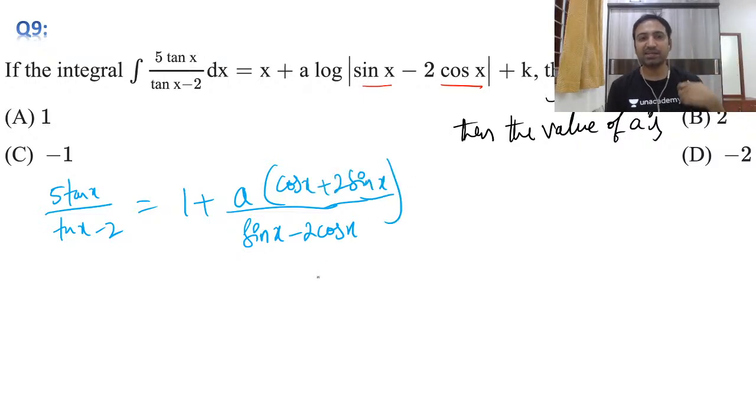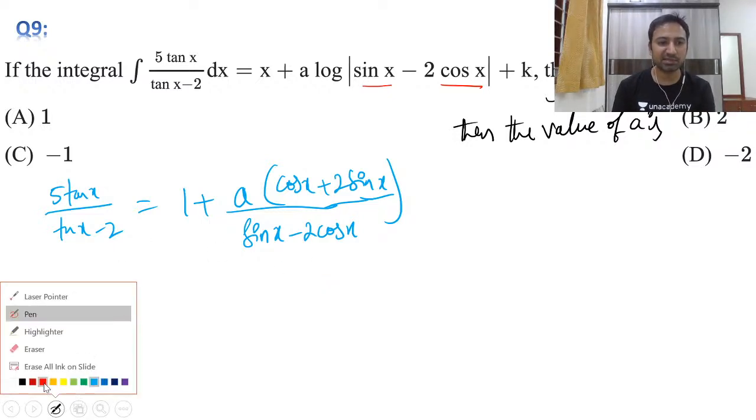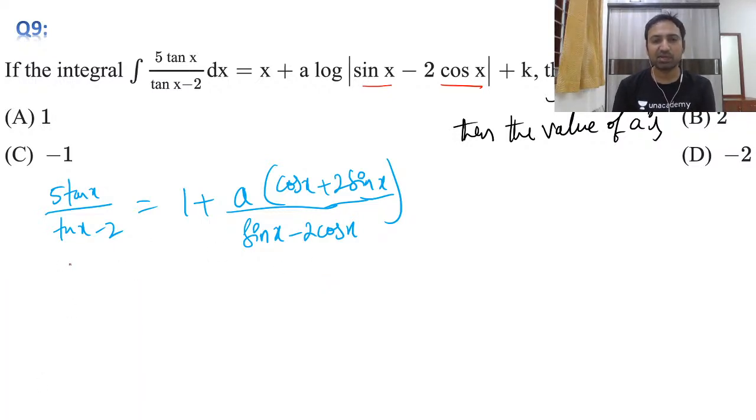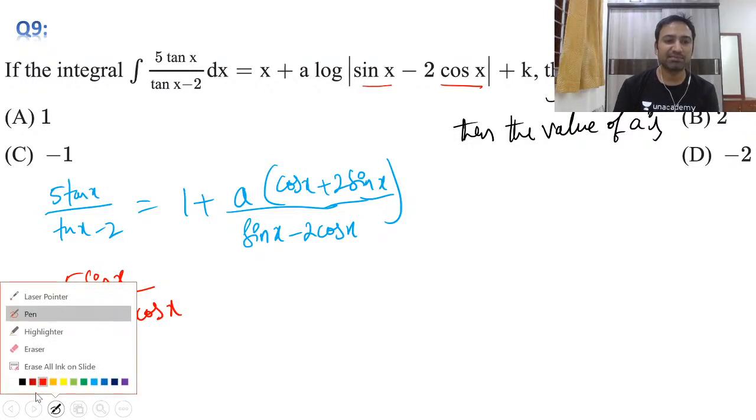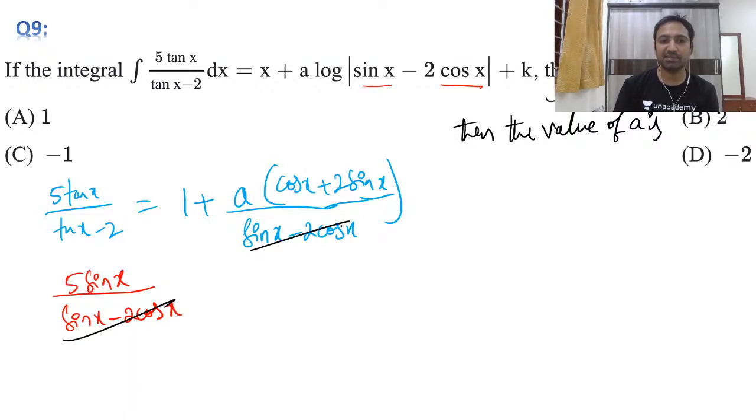Okay, so now we need to simplify this, guys. What you can do is convert the left hand side also in terms of sin and cos. If you convert it in terms of sin and cos, multiply both numerator and denominator with cos x. So this is what we're getting, guys: 5 sin x by sin x minus 2 cos x. This is the left hand side. But if you observe, guys, the denominators are the same. So can we cancel the denominator after taking LCM?